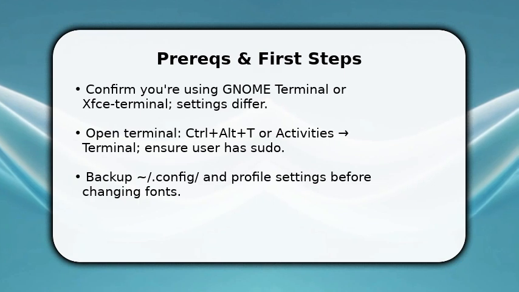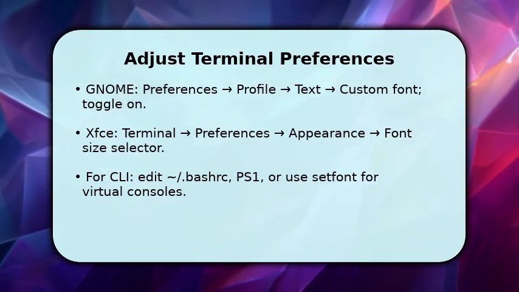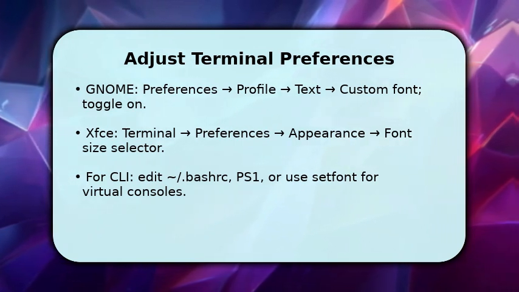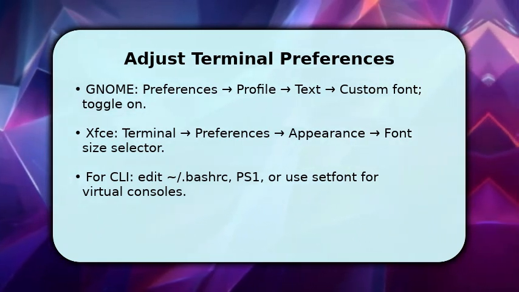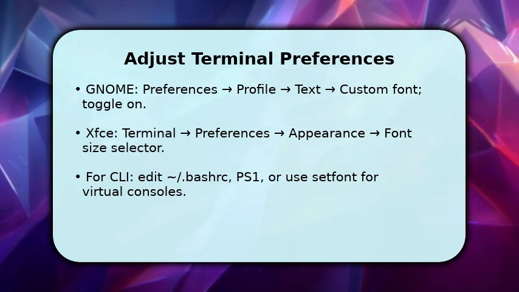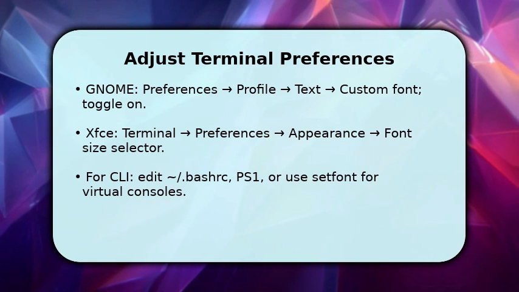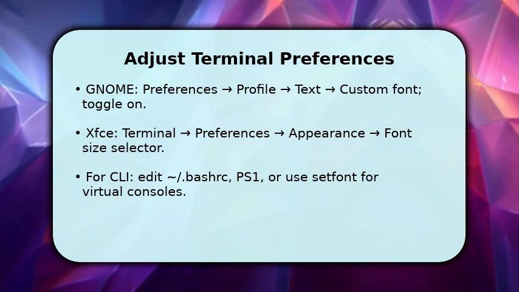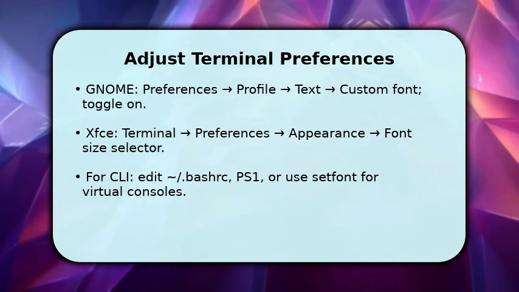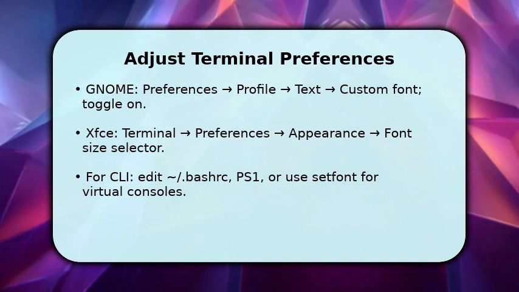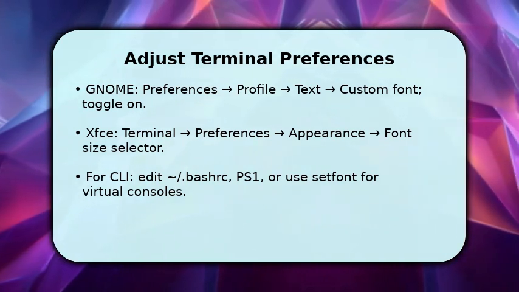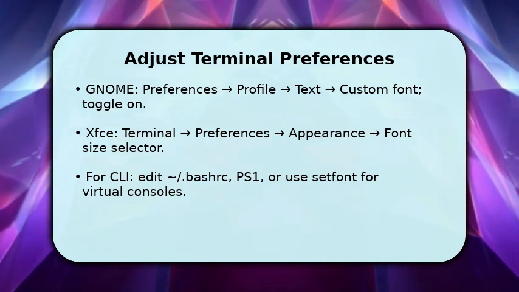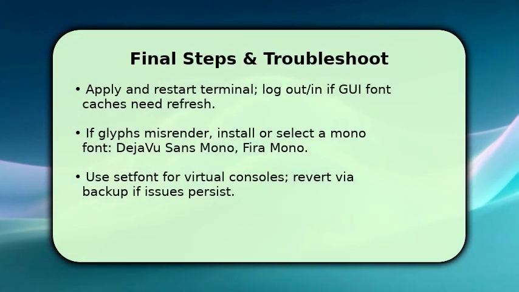For GNOME Terminal, open Preferences, select your profile, go to Text and enable Custom Font, then pick the size and family. This directly affects readability. For XFCE Terminal, go to Preferences, right arrow Appearance, and adjust the font size slider. If you need console fonts outside X, use setfont or edit /etc/default/console-setup and regenerate with sudo dpkg-reconfigure console-setup. Make sure to test: you finish by applying changes and restarting the terminal. Sometimes you must log out or reboot to refresh font caches.